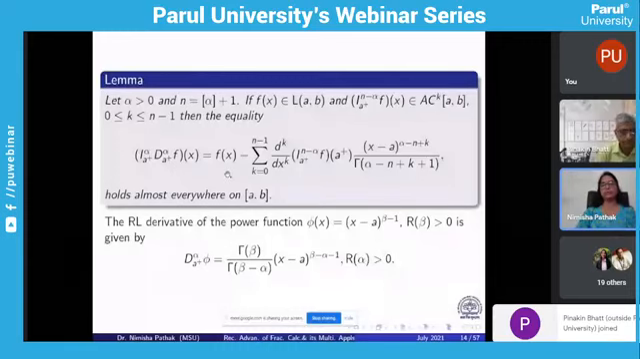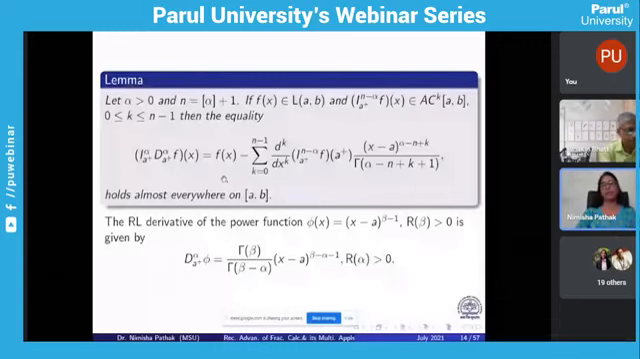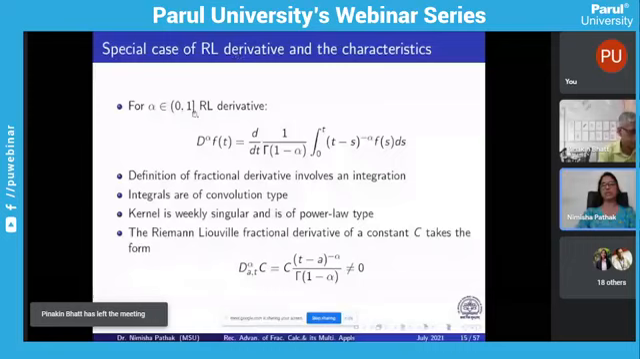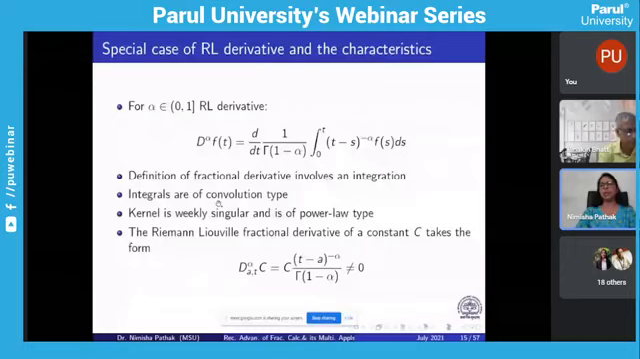Next is about the Riemann-Liouville derivative of the power function. It is given by this formula. And if we consider the special case, then we notice it in a precise way. So if we take alpha between 0 and 1, then it is denoted in this way. So we can see that the function is integrated first and then differentiated. So it involves integration, and integrals are of convolution type. See, this is a kernel and this is a function. So they are of convolution type. The kernel is weakly singular and it is of power law type.